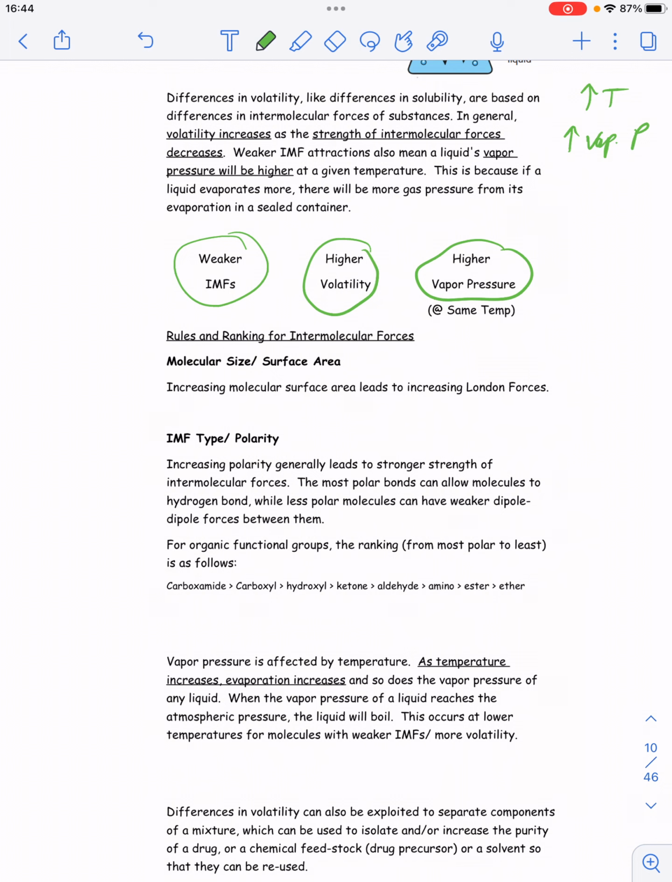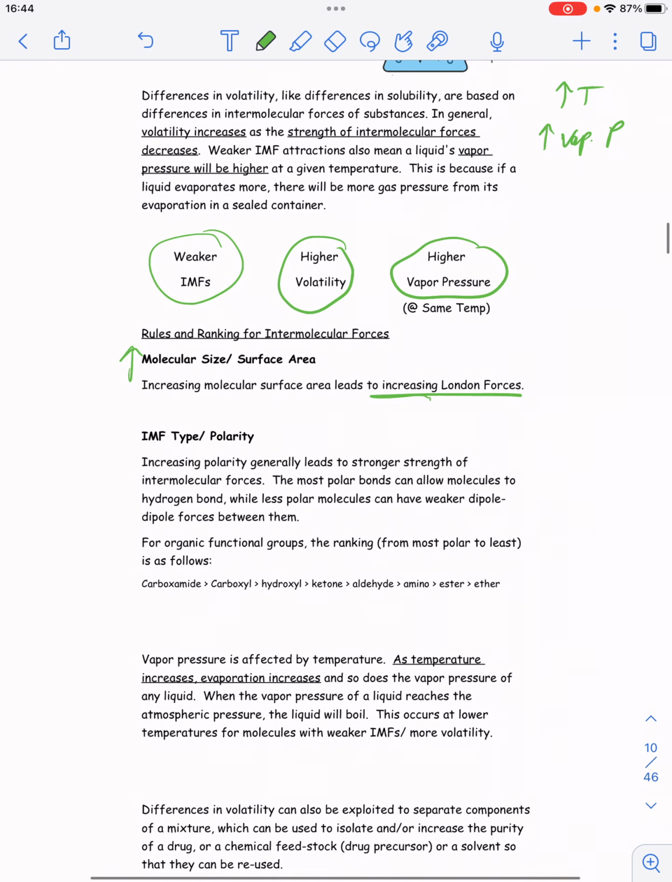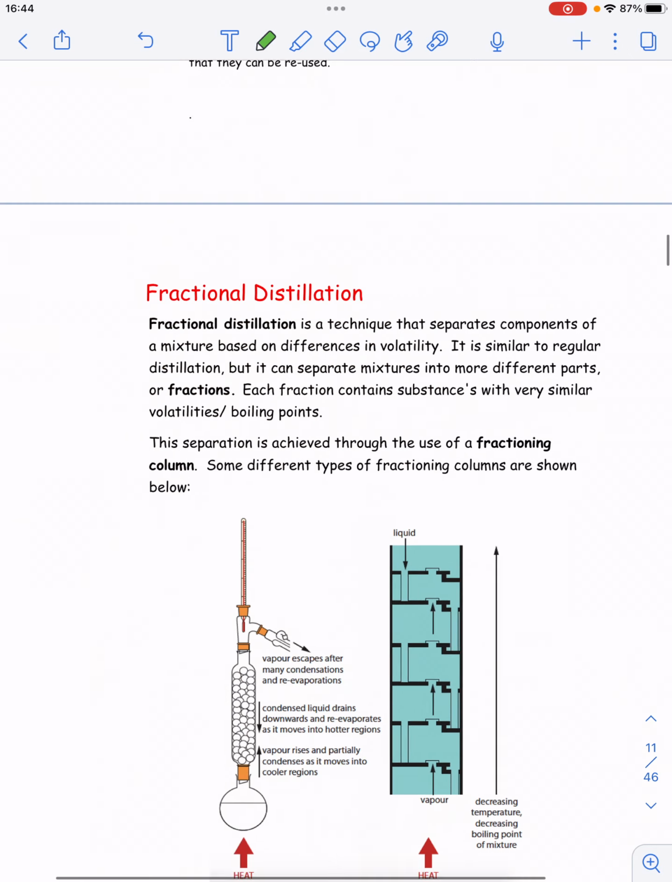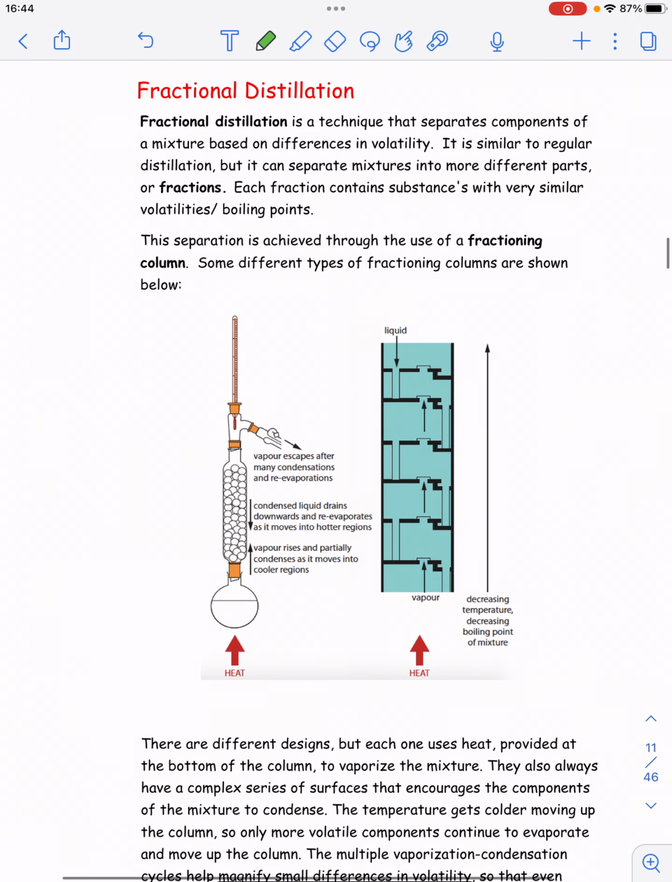As a reminder, we know that increasing surface area makes stronger IMFs because of increasing London forces, and we also know that polarity affects IMFs. So thinking through from hydrogen bonding being the strongest, to then dipole-dipole forces, to then London forces being weakest. Now we can exploit this in a process called fractional distillation.